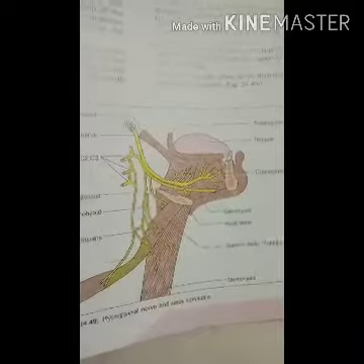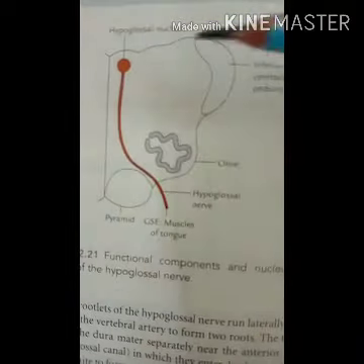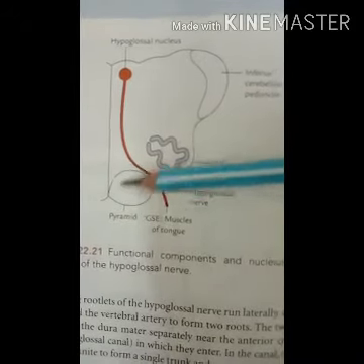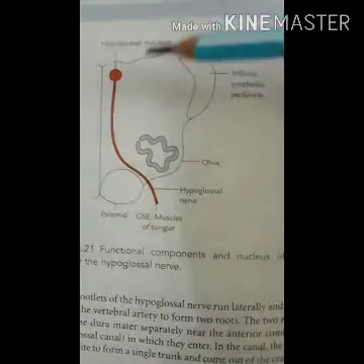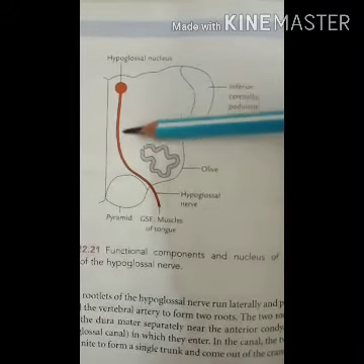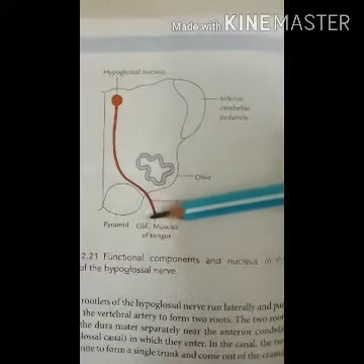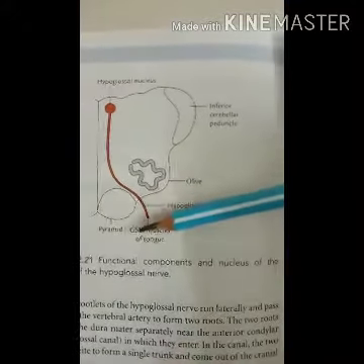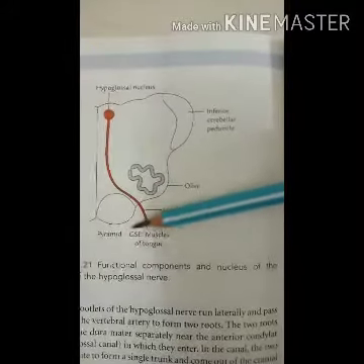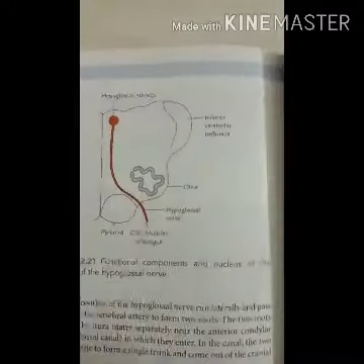In another diagram you can see the hypoglossal nucleus. This is the pyramid of the medulla oblongata, and between them the hypoglossal nucleus arises, and then it gives general somatic efferent fibers, which go to the muscles of the tongue.